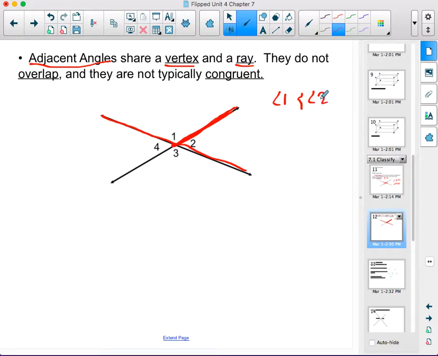Can you find another angle that is adjacent to angle 1? Remember, it has to share a vertex. It also has to share a ray. So here's the other ray we can focus on for angle 1. The other angle that is adjacent to angle 1 is angle 4.